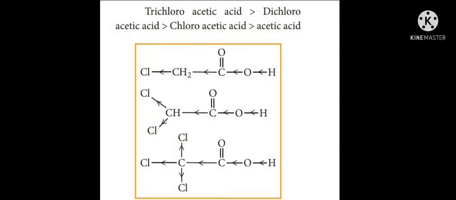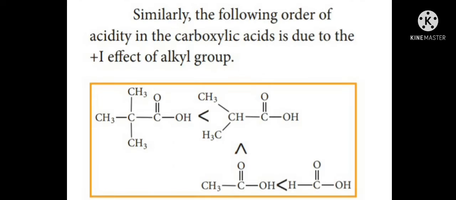Monochloroacetic acid, dichloroacetic acid, trichloroacetic acid. Here we are having the order of acid strength for the above compounds. Acid strength of trichloroacetic acid is greater than dichloroacetic acid, which is greater than chloroacetic acid, which is greater than acetic acid. Similarly, acidity in the carboxylic acids is affected by the plus I effect of alkyl group.